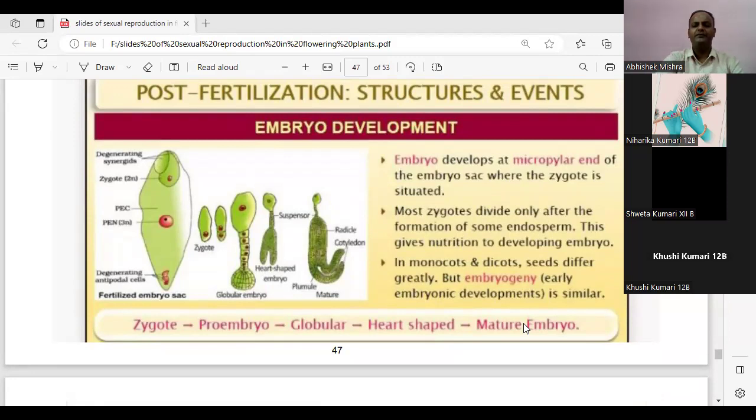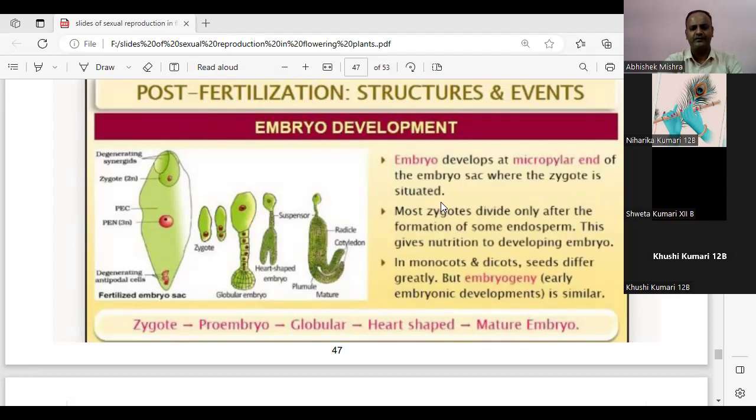Very good. When the male gamete fuses with the egg, the embryo forms, and then the embryo will develop into the zygote. So the embryo develops definitely at the micropylar end. This is the micropylar end. And what is the opposite end of the micropyle called?